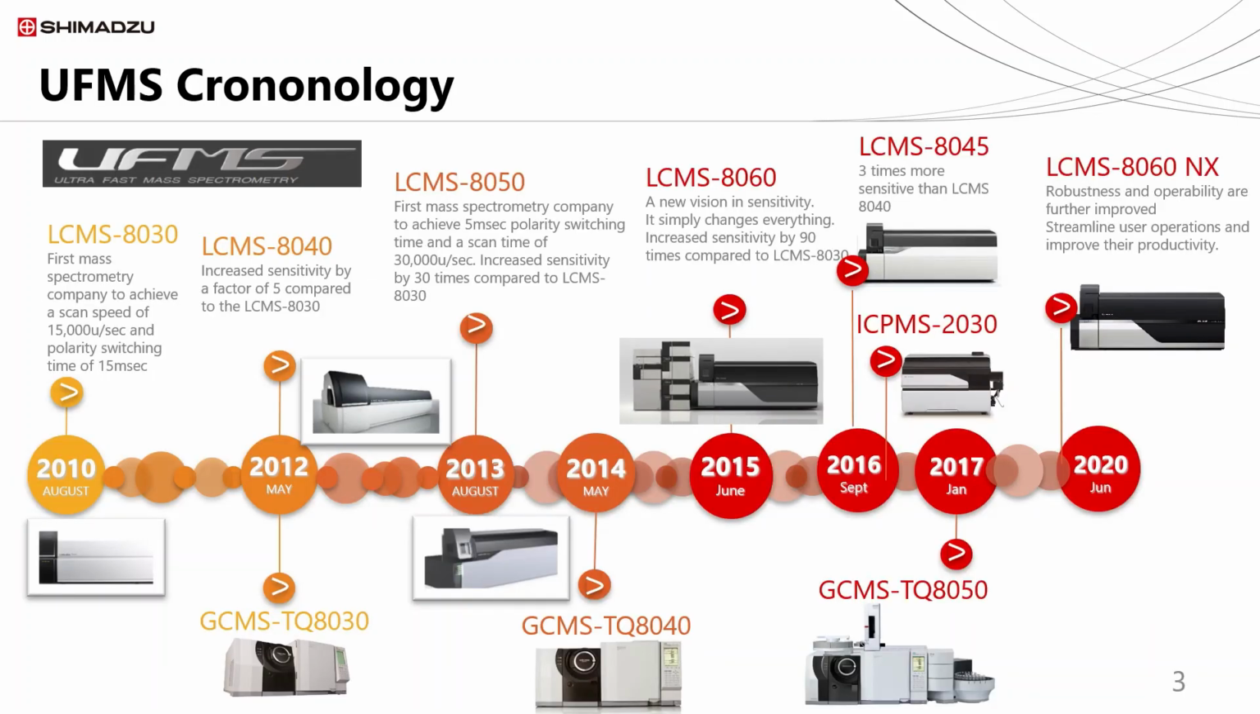This is the chronology of our triple quadrupole mass spectrometer development. Our first triple quadrupole mass spectrometer was launched in August 2010. It was the first triple quadrupole mass spectrometer to achieve the world's fastest scanning speed of 15,000 masses per second and 15 millisecond polarity switching time. In following years, Shimadzu launched GCMS, LCMS, and ICP-MS series instruments almost every year with UFMS cutting-edge technology and with improved specifications.